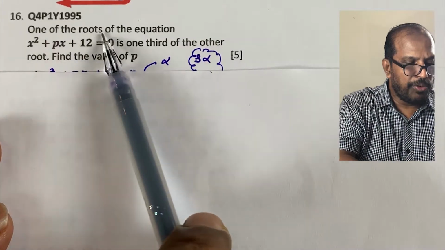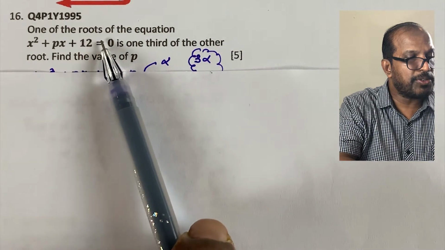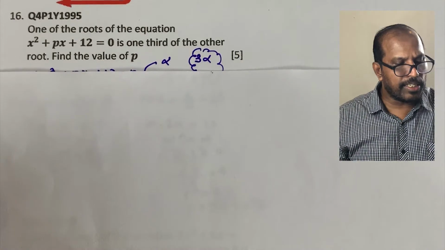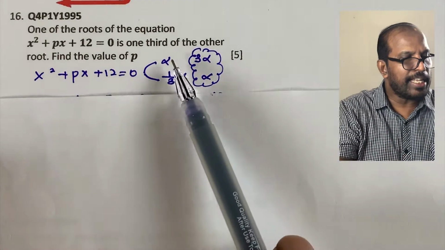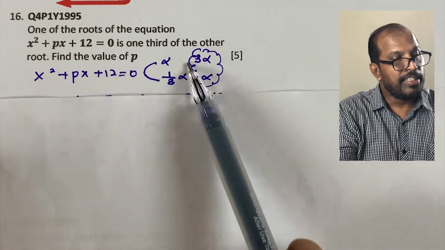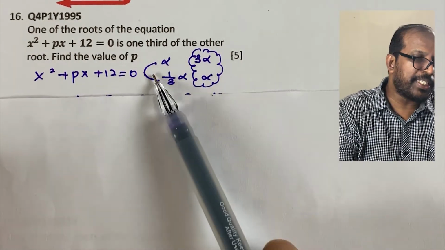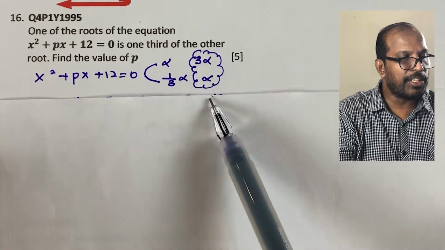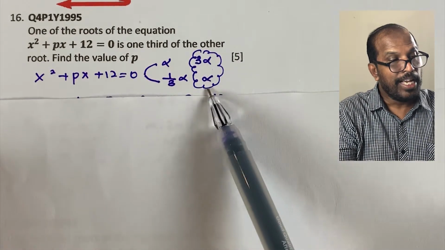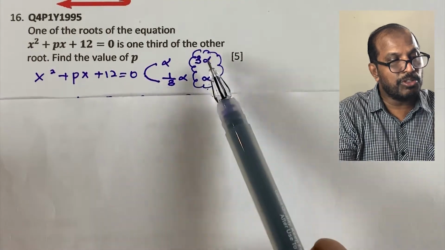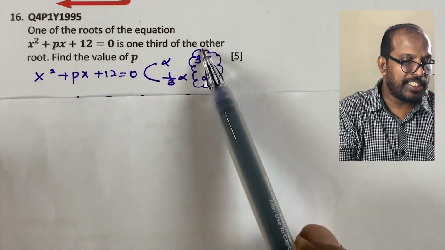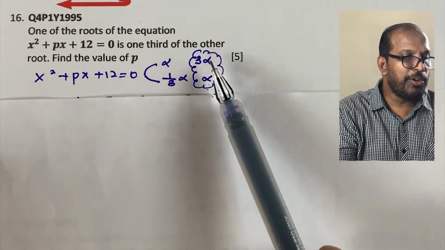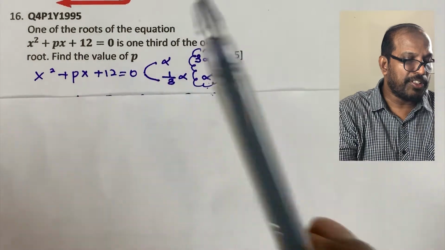They say that one of the roots of the equation x squared plus px plus 12 equals 0 is 1/3 of the other root. 1/3 of the other root means you can say that it is alpha, the other one is 1/3 of alpha. This is a statement which I'm stating in a fraction. But there's another way of saying it. If one is 3 alpha, the other one is 1/3 of 3 alpha, which is alpha. I think this format is much easier because it is 3 alpha and alpha, without fractions. So I'm going to use 3 alpha and alpha for this question.